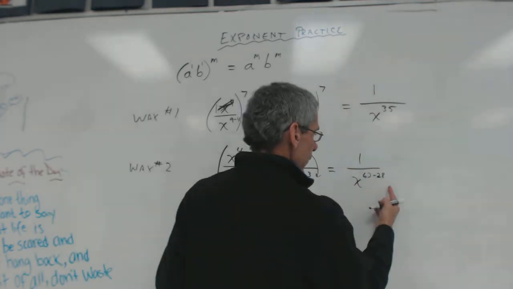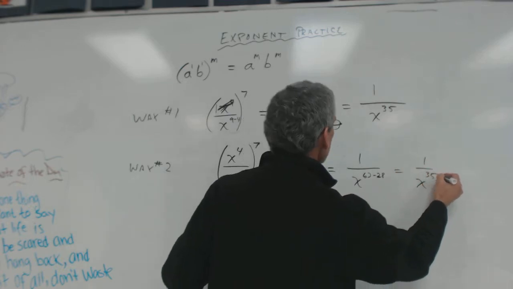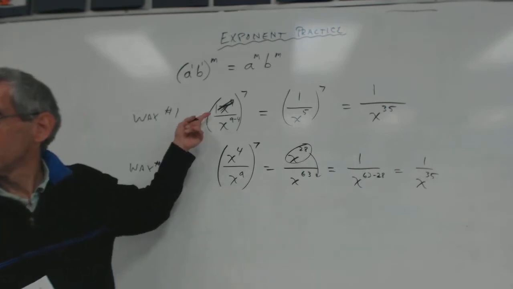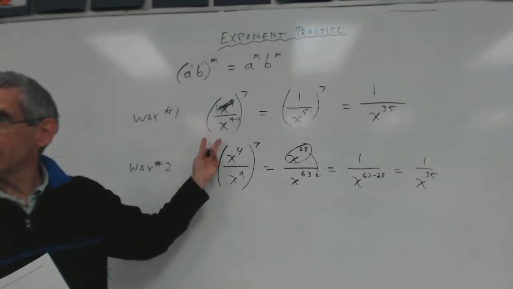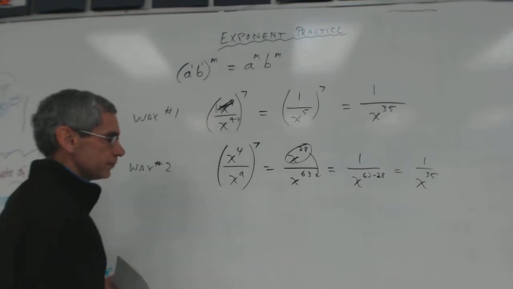But I'd have to figure it out. I could figure it out. It's not that big a deal, but it's 1 over x to the 35th. I think this is way easier, personally. Simplify inside the parentheses first. Now, sometimes, though, way one's better.